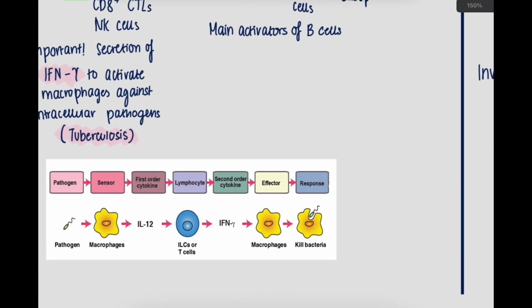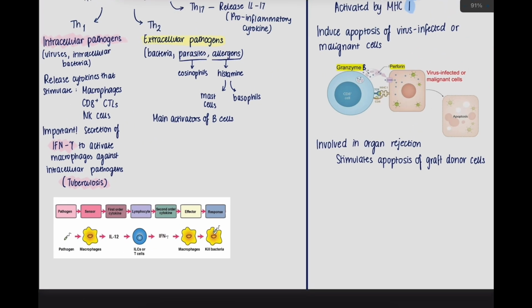And I inserted this from an earlier lecture just to show you that initially this is one of the mechanisms of macrophage responses. So they're going to secrete IL-12, which activates lymphocytes, which in this case would be T helper 1 cells. And these are going to secrete interferon gamma, which acts on the macrophages again and allows them to engulf and kill the antigen.